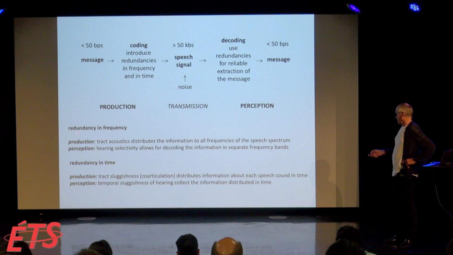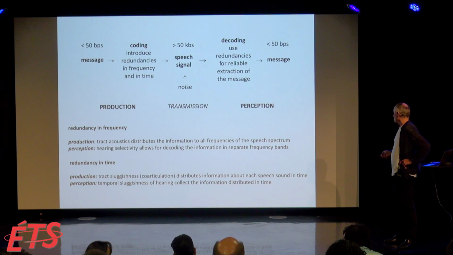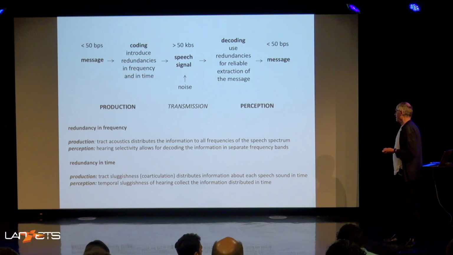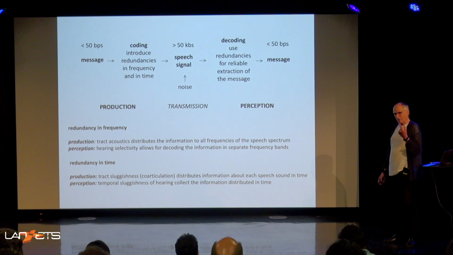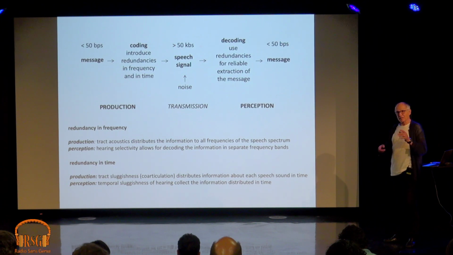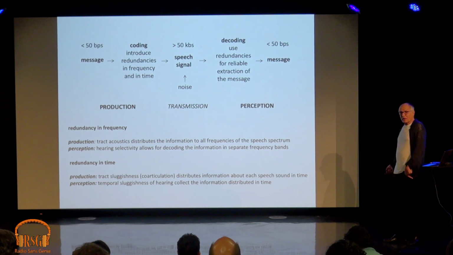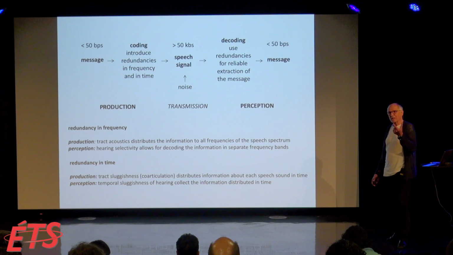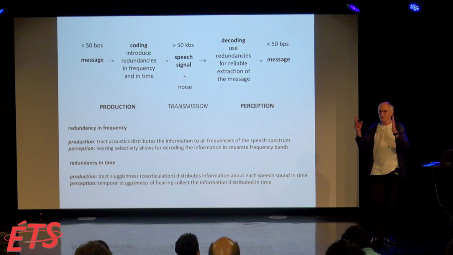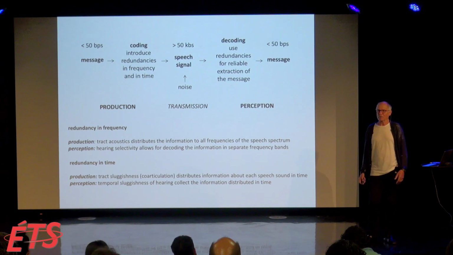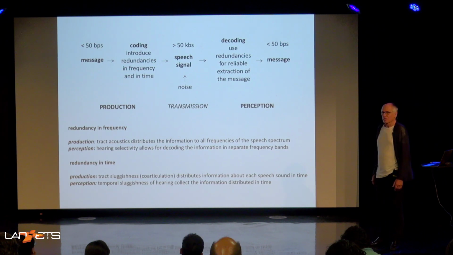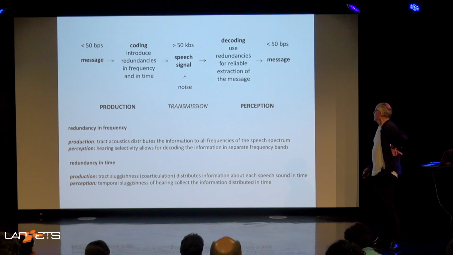So in frequency, tract acoustics distributes the information at all frequencies of the speech spectrum, but perception, hearing selectivity, allows for decoding of the information independently in different frequency bands. You build the redundancy in time by co-articulating, basically. So this is in production. And in perception, this temporal sluggishness is being compensated by the ability of human hearing to process relatively long segments of speech. And so pretty much the system is quite amazing.